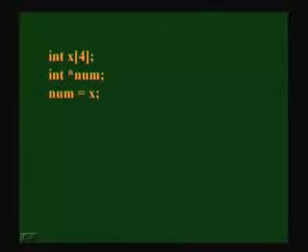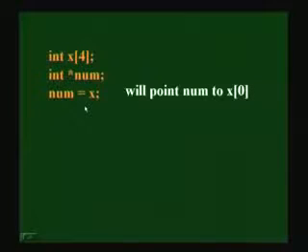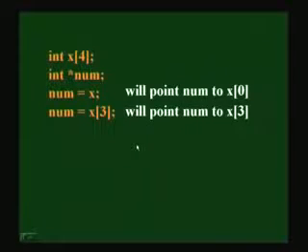Here is a small program which declares an array and a pointer, and then I am saying that num equal to x. This is an interesting point: num points to the first element of the array. We could also say num equal to x of 0, it's the same. But if you want the pointer num to point to any other element, then you have to say x of 1, x of 2, etc. For example, num equal to x of 3 will point to x of 3.